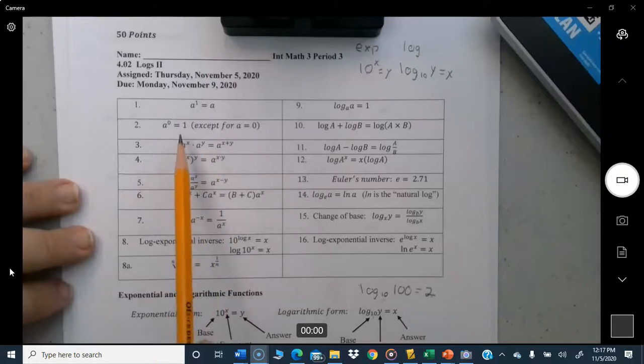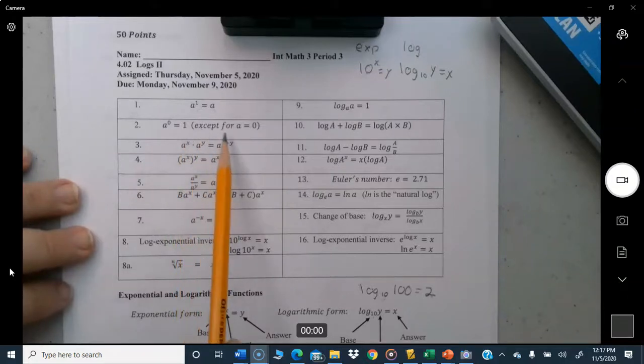Any number raised to the 0 power is 1. It's not 0, it's 1. The exception is 0.